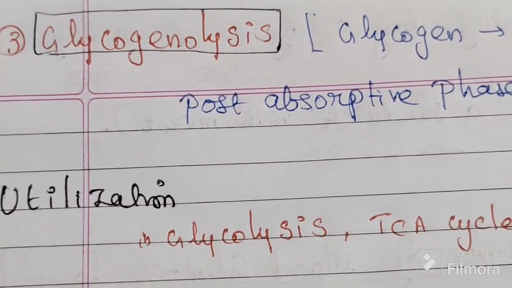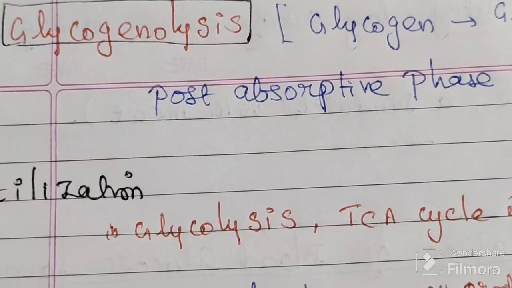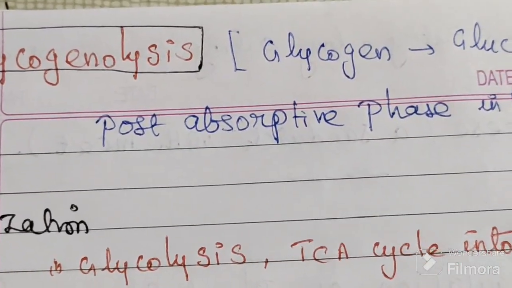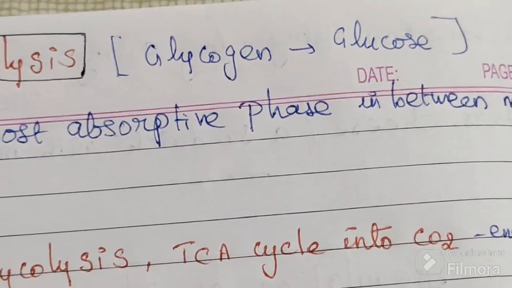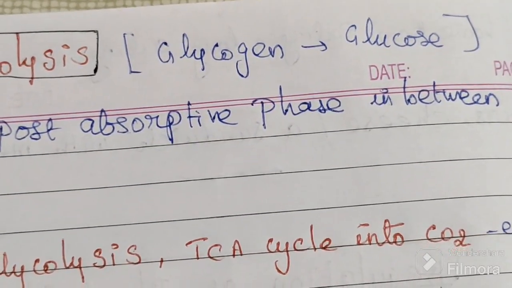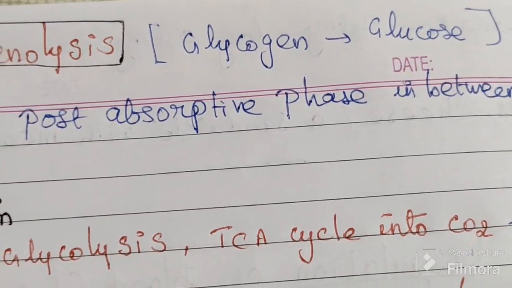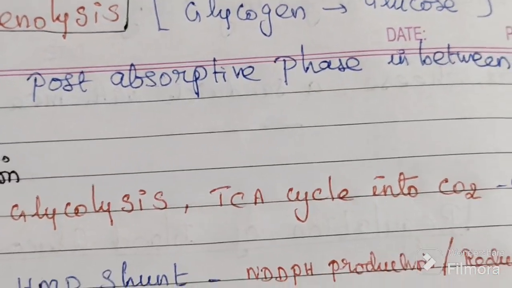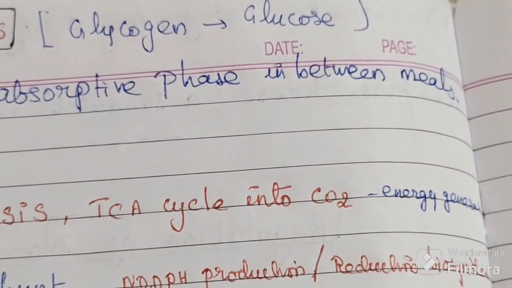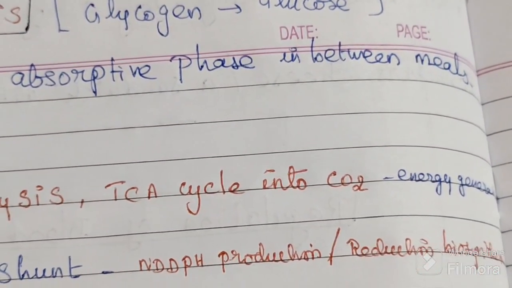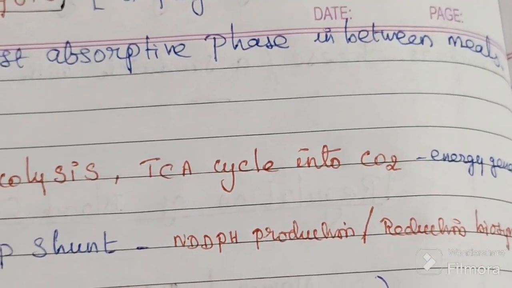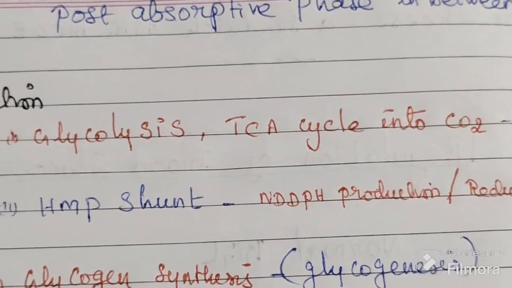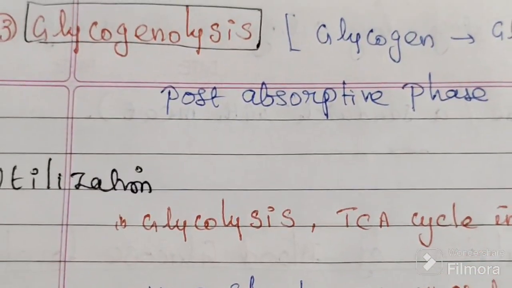Then another source of blood glucose is glycogenolysis. Glycogenolysis means breakdown of glycogen into glucose. This contributes to blood glucose level and it is an important source of glucose in between meals. In the post absorptive phase, in between meals, the blood glucose level is mainly maintained by glycogenolysis.